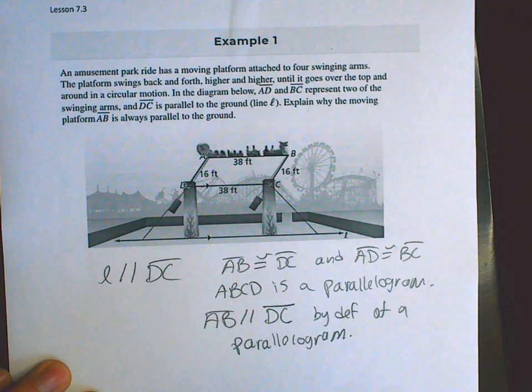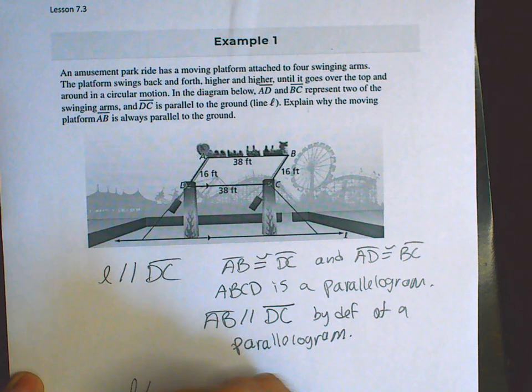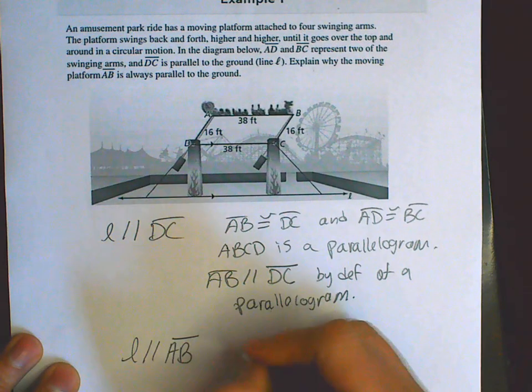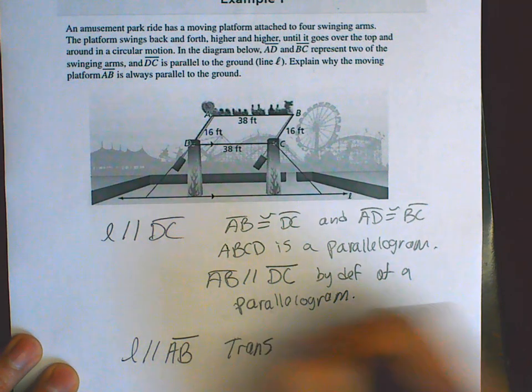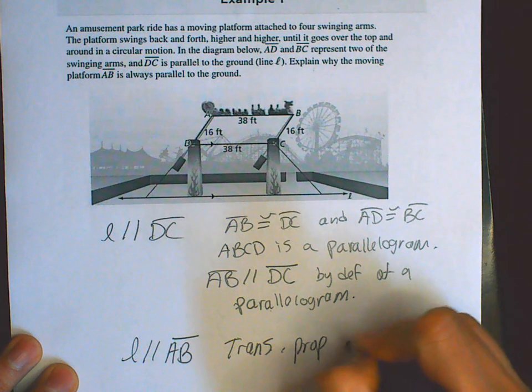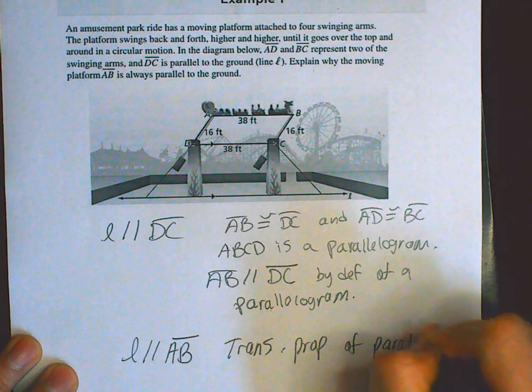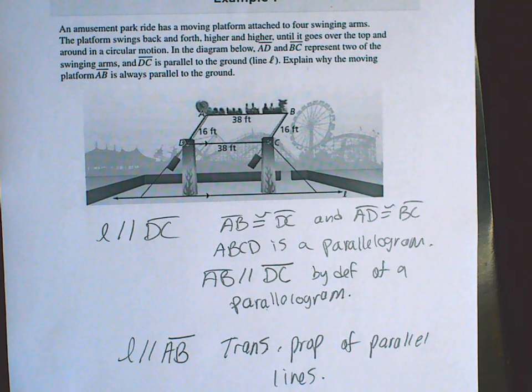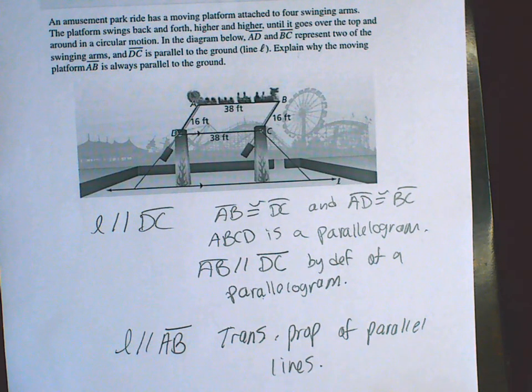Now think about this. If L is parallel to DC and DC is parallel to AB, by transitive property of parallel lines, L is going to be parallel to AB. Okay, that's called the transitive property of parallel lines. We covered that, can't remember when, but we've covered that before. That's example number 1. Let's look at the next example.